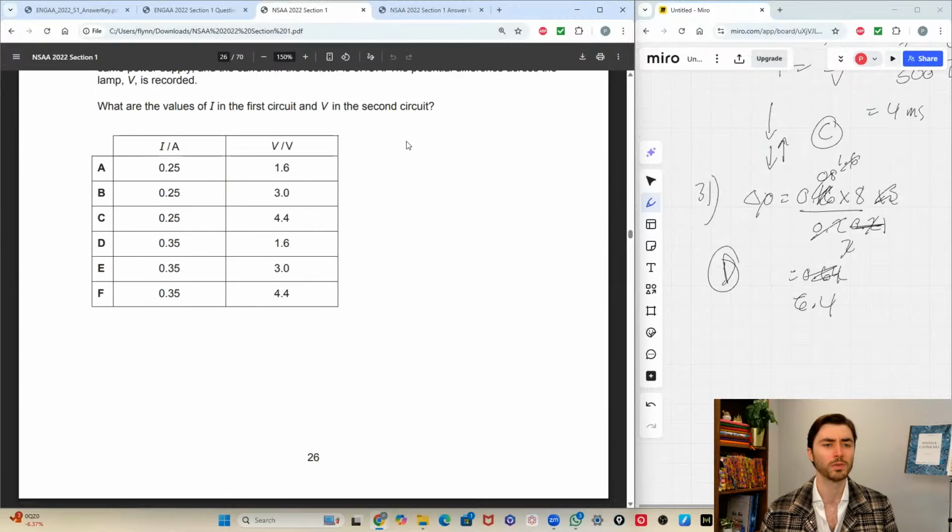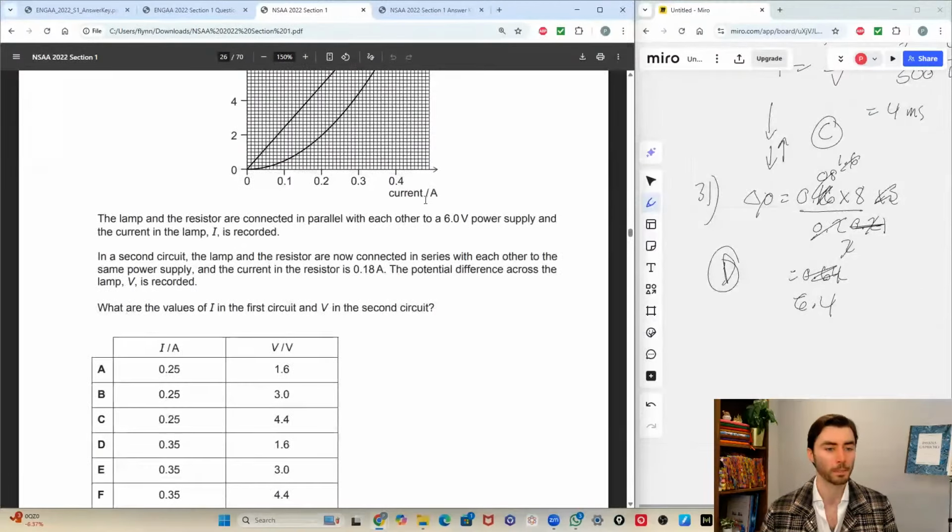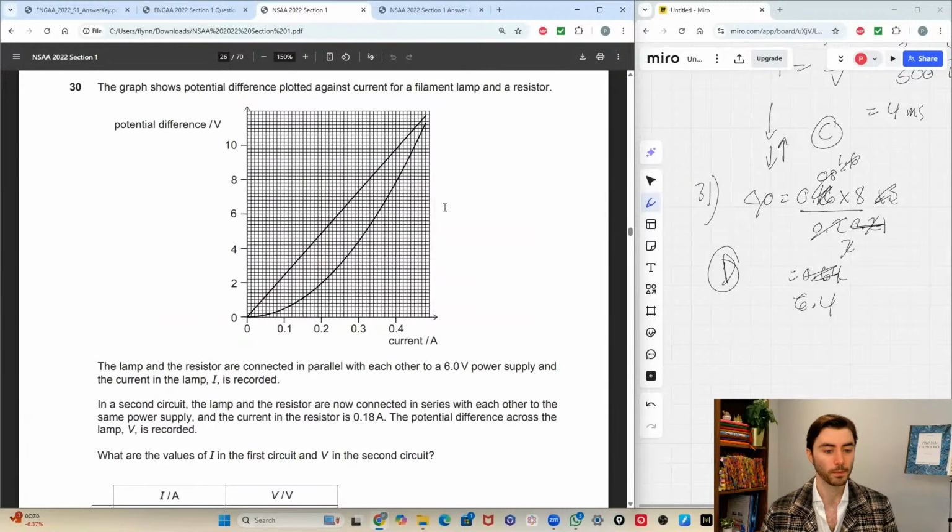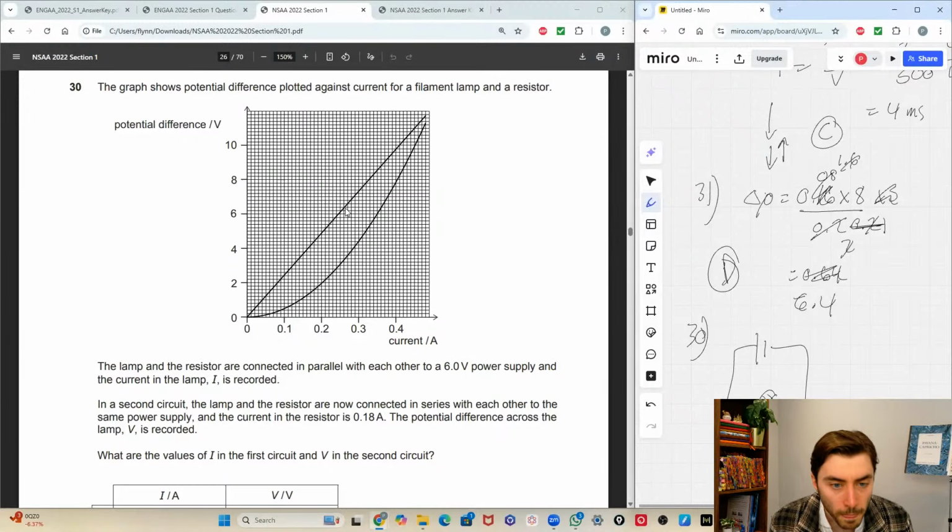So here, no, don't give me a graph. Don't want it. No, I'll do it. Okay. So 30: lamp and resistor are connected in parallel to a 6-volt supply. So they're in parallel to a 6-volt, lamp, resistor, parallel. So they both have 6 volts on them. So that's... Oh, you would not get this in the real thing.